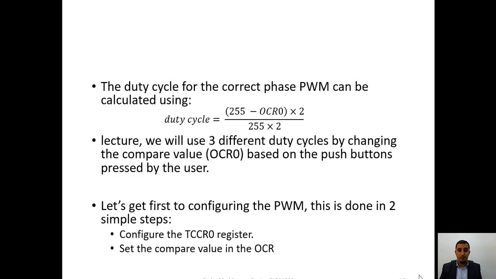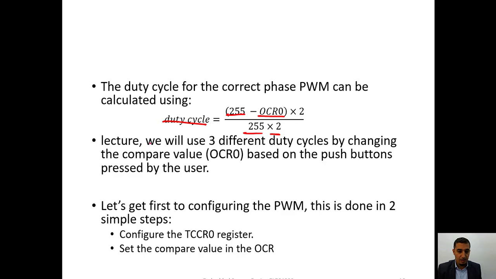Now, the duty cycle of the phase correct pulse width modulation signal can be calculated. Duty cycle is equal to (255 minus OCR 0) multiplied by 2, over 255 multiplied by 2. Of course, the multiplication by 2 is there because the phase correct mode takes twice the normal time of the fast pulse width modulation signal.